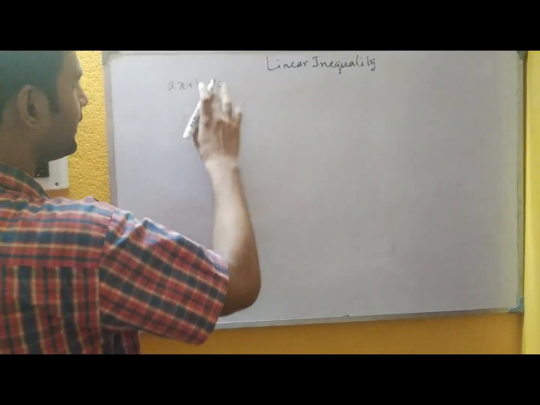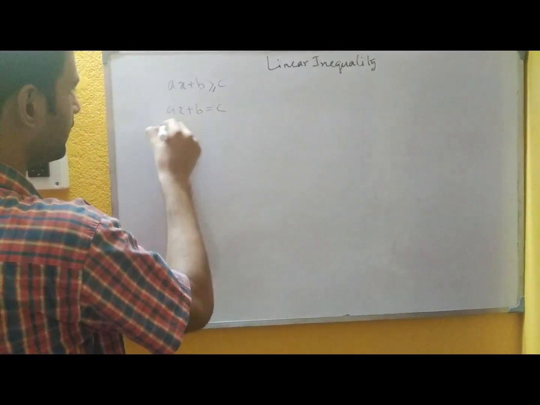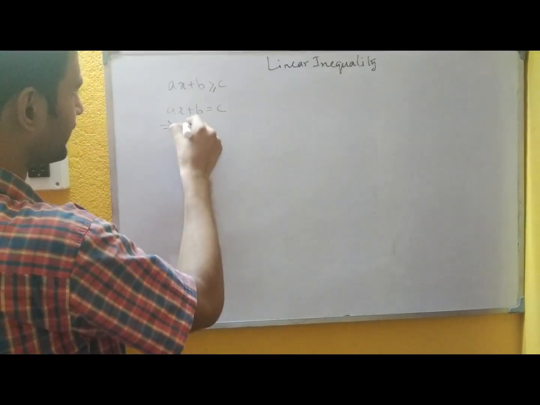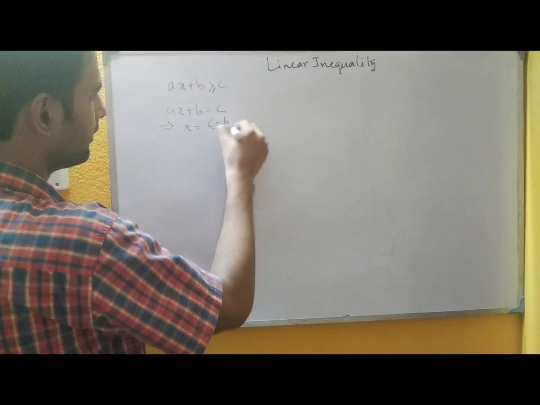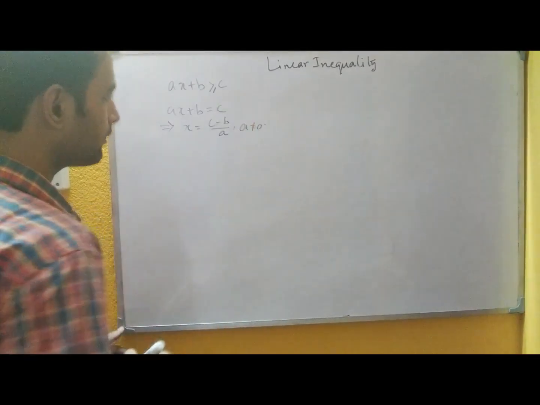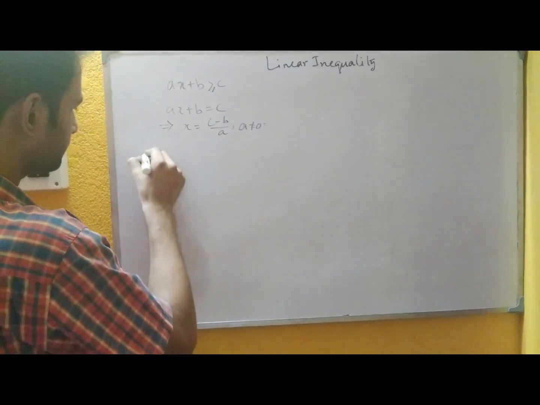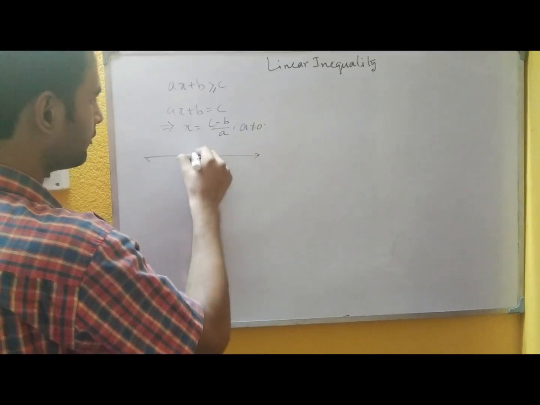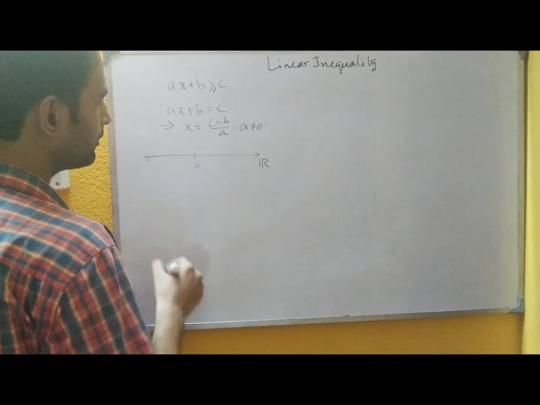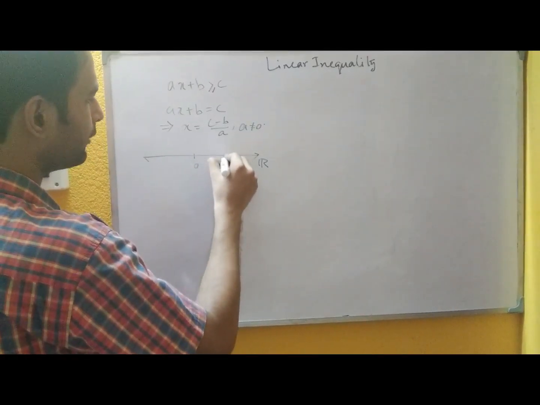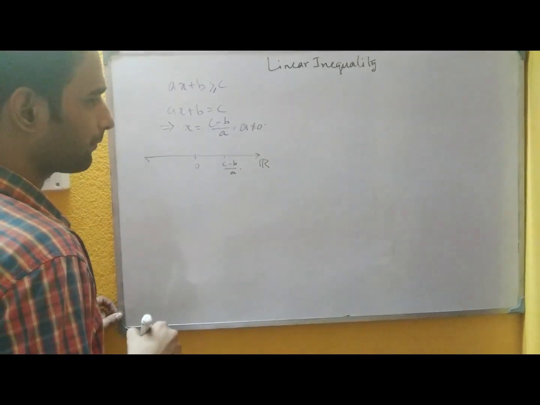So usually when we are dealing with equations, we get some solutions, and the solution is nothing but the value of x, and in this case we can see the solution is c minus b by a, provided this a is not equal to 0. So what was the meaning of this solution geometrically? The geometrical meaning was, if you take the real line, here it is 0, then you will get the value of x somewhere on this line, say here. So this point is c minus b by a.